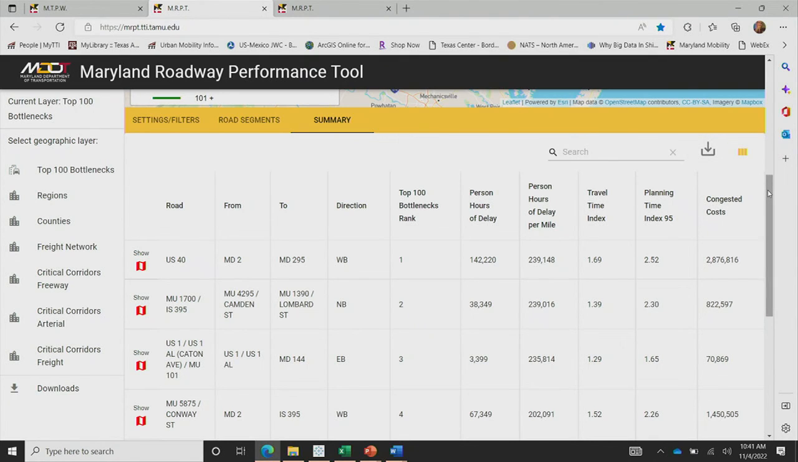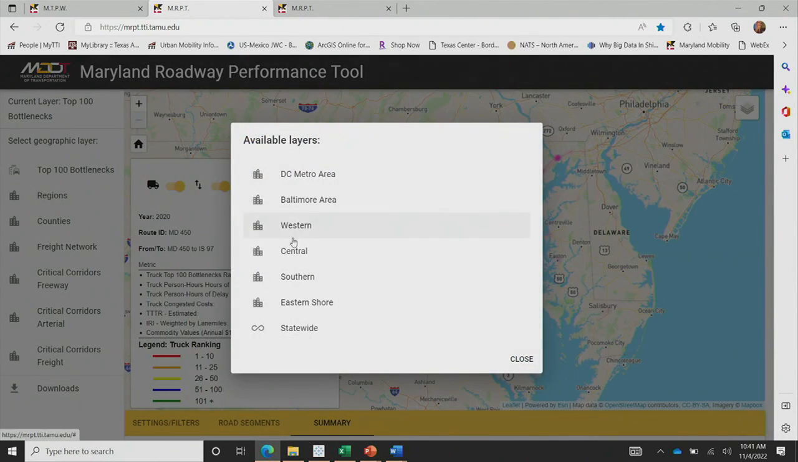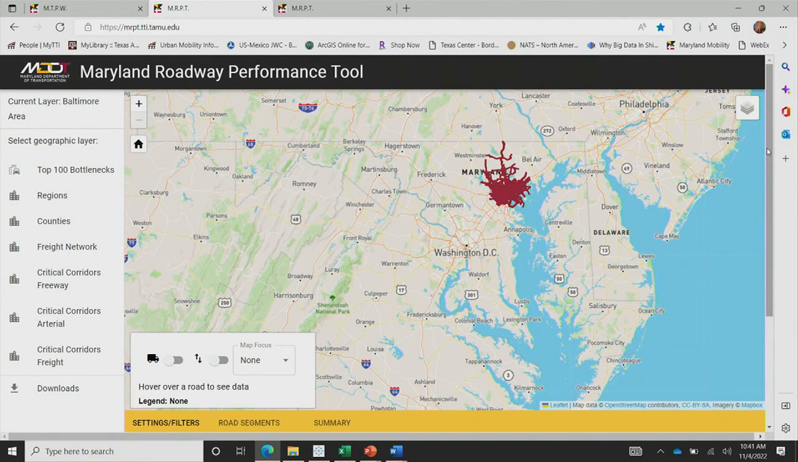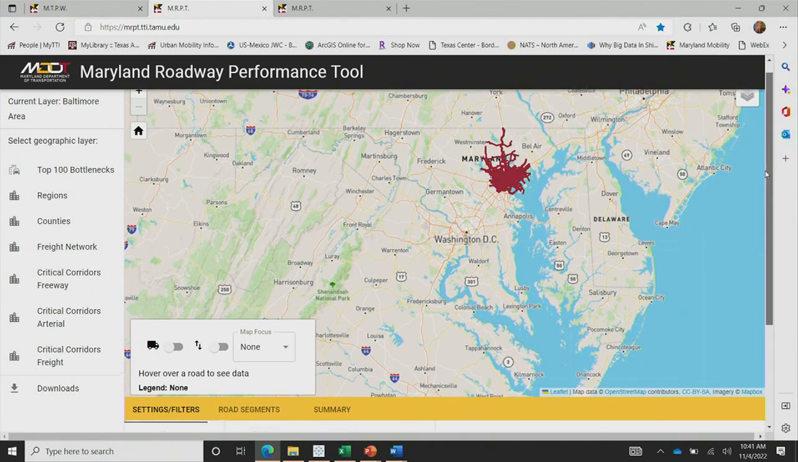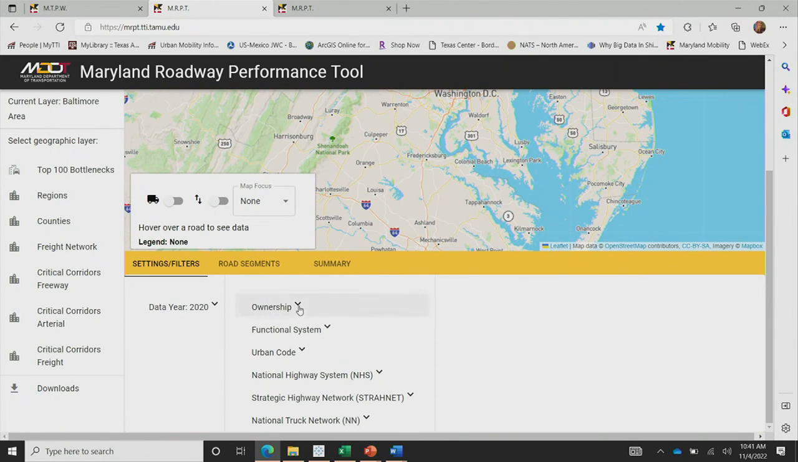It gives you an Excel output. And then you can go into different regions if you want. You can go into just a particular area and see what's going on. If you do that, and I promise I'll wrap it up here in a second, let me let it load. It does take a minute. Oh, there it goes. If you do that, you can sort it by ownership.